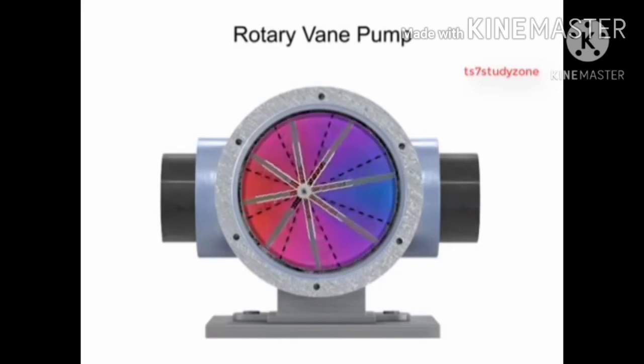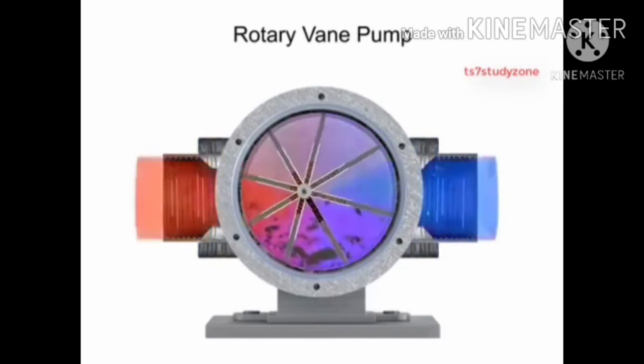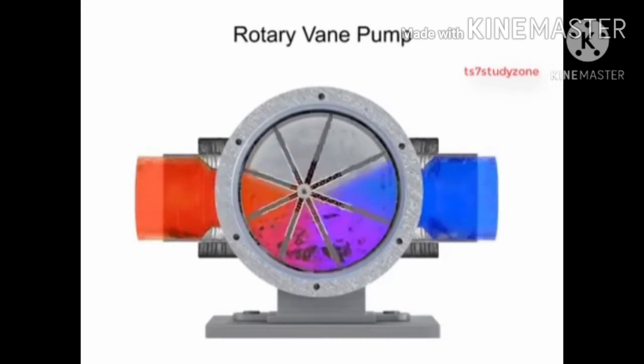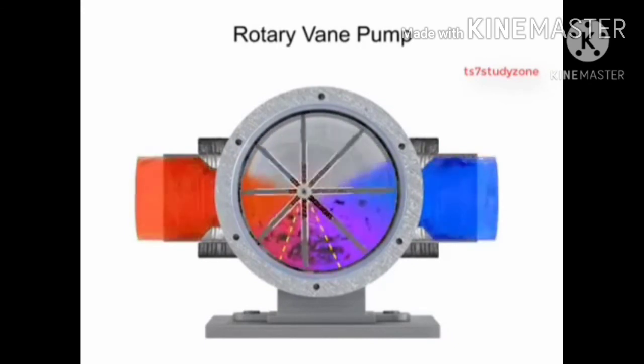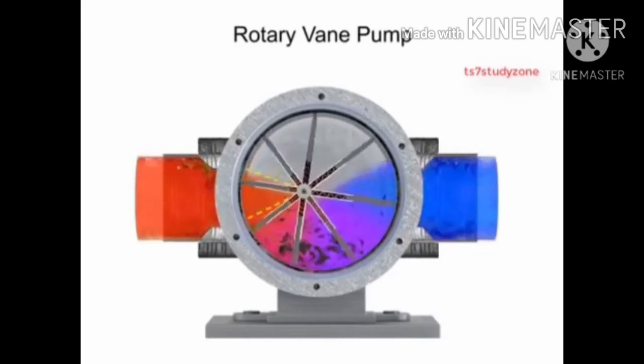As the vanes rotate, they create chambers of varying size. The fluid enters at the largest chamber and the chamber gets smaller, forcing the fluid to exit through the discharge port or the outlet port.